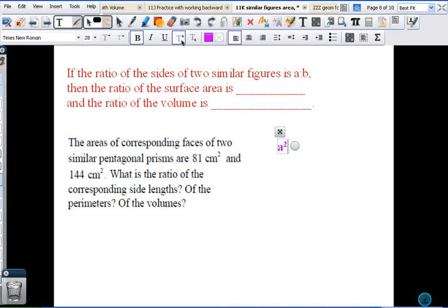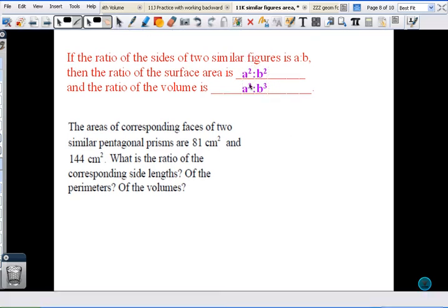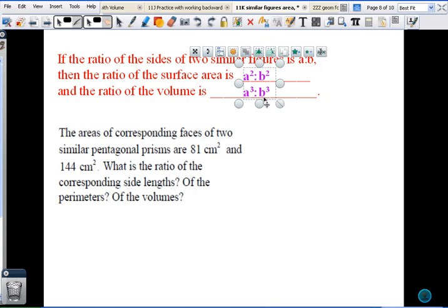But we're also going to look at this in terms of volume. Volume we know are objects cubed. So really simply here, the ratio of volumes is A cubed to B cubed. So we're going to use that setup for more problems that we're going to work with here.